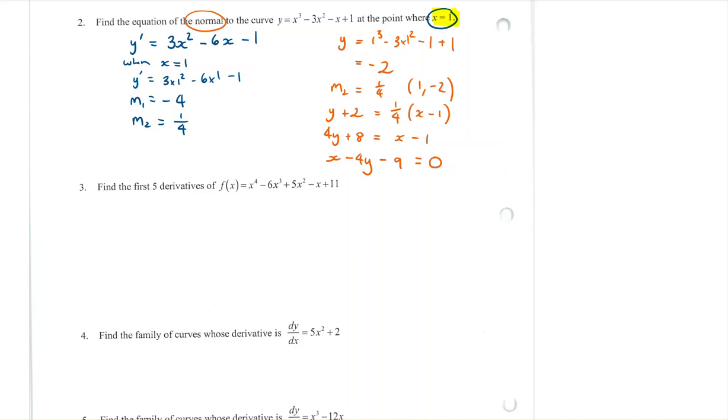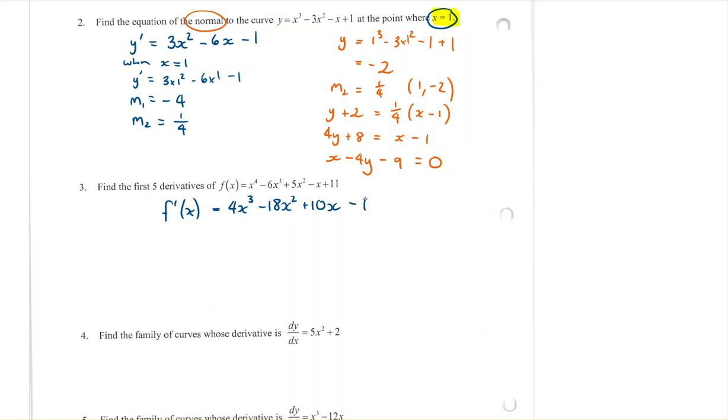So we want to do the first 5 derivatives just for practice. The first derivative, f dash of x equals, bring the 4 down, 4x cubed. Second term, bring the 3 down and multiply it with the 6, minus 18x squared. Next term, bring the 2 down, so 2 times 5 is 10x. Now the minus x term, because it's just an x term, I will get minus 1, x disappears.